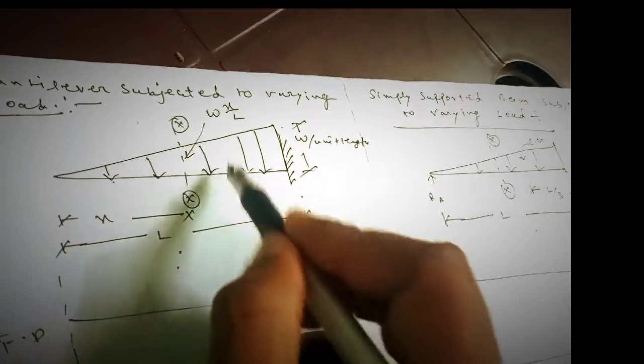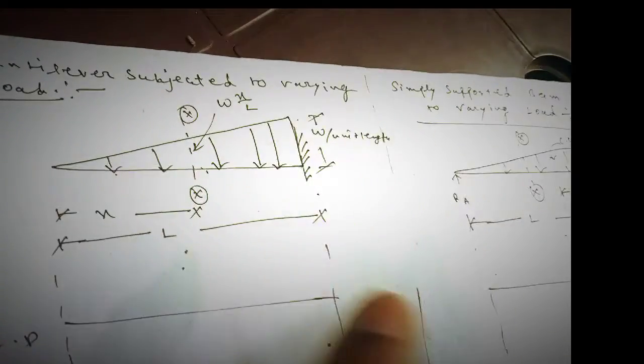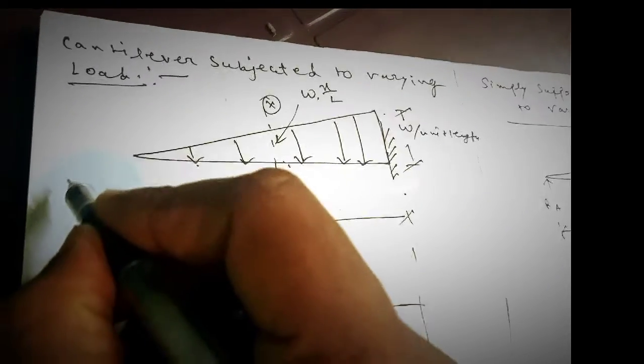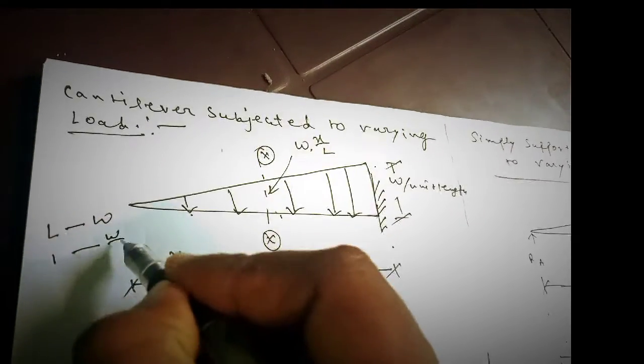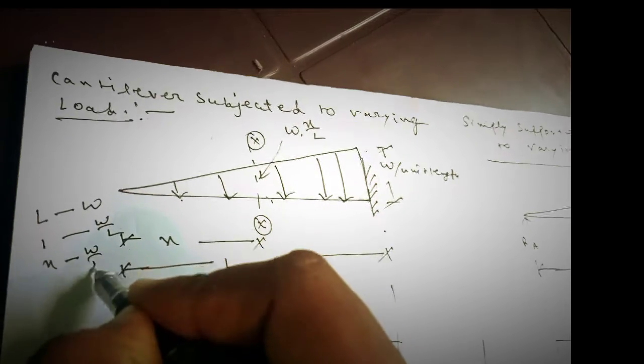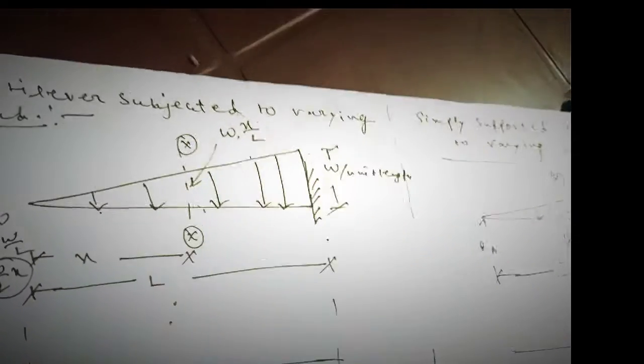First we have to determine the load at this section. I have made a section for determining shear force and bending moment. So how will we determine the load at this section? See, a very easy way I am showing. For L length, load is how much? W. For 1 unit length, load will be how much? W by L. For X unit length, what will be the load? W by L into X. So W into X by L. See, I have written here W into X by L.